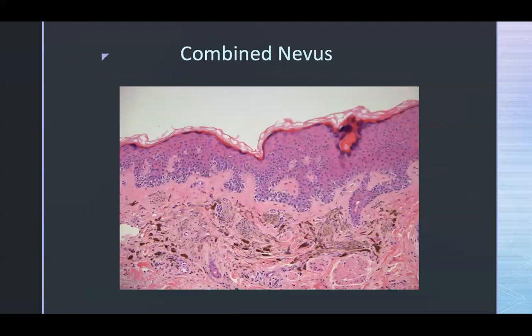Another example of a combined nevus. Now, sometimes you have a deep penetrating nevus as a part of that blue nevus. And if you were to do a beta-catenin stain, it would stain nuclear for the blue nevus part, but it would stain cytoplasmic for the normal junctional, the normal nevus part.